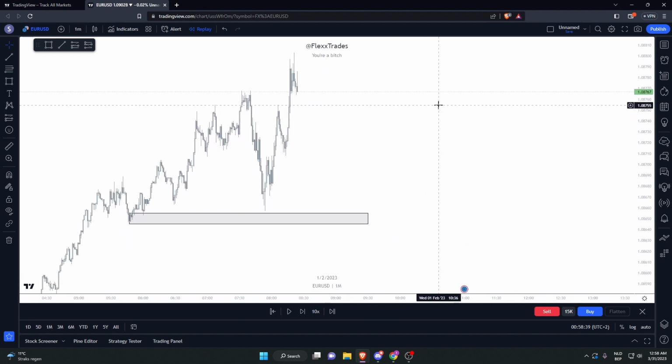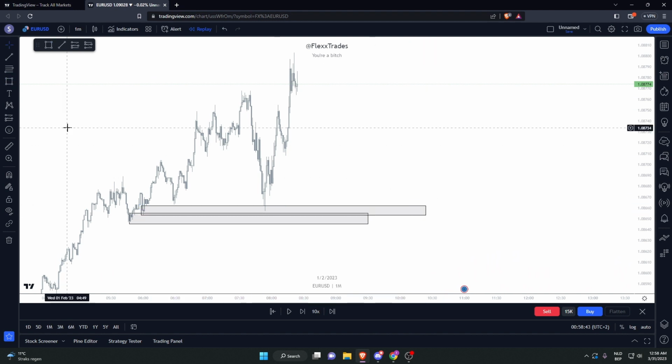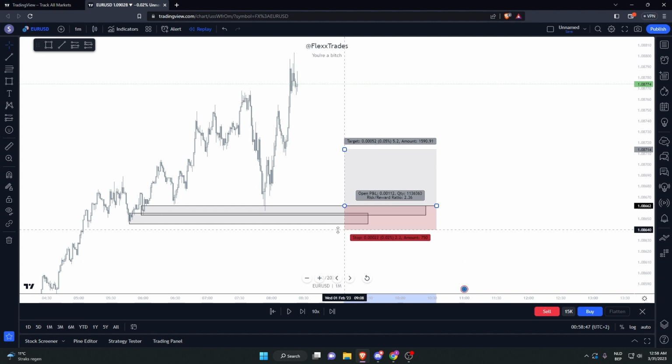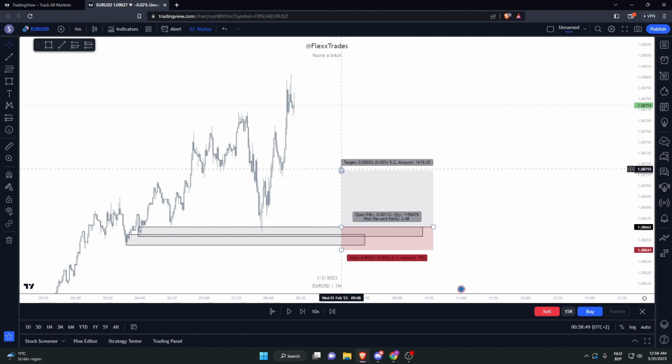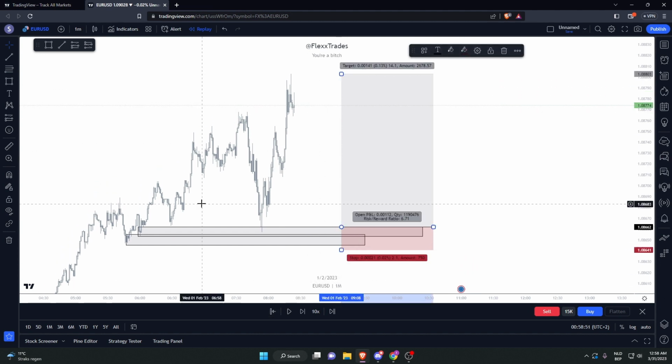Let's see, now we create a new high, right? And now I'm going to take this zone because, yes, we have a reaction, but I don't like the zone with the wicks. So I would be like this, stop like this, and then TP would be this high. Now let's see what happens.